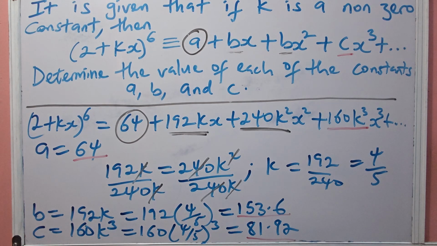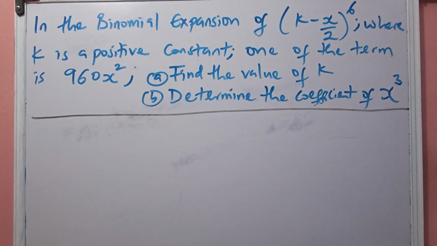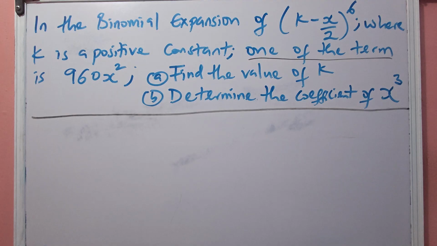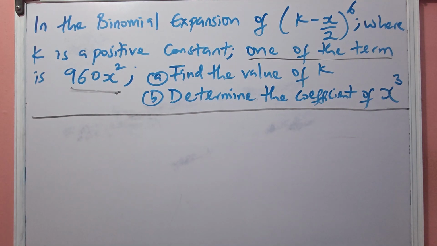All right, let's solve a different question entirely. All right, so looking at this question, we can see we are to find the value of k, but there is a condition we've been given. We're told that one of the term is 960x squared. This is key. This right here is key to getting a solution to this question.